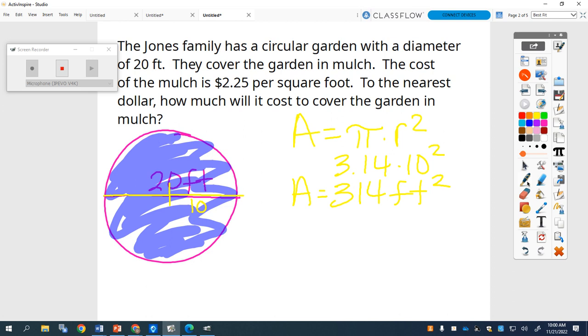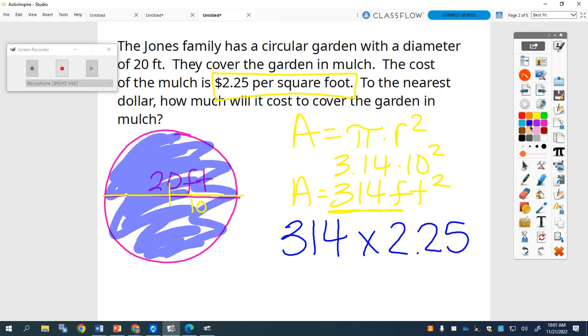But we're not done, because what's the question asking us to find? The cost of how much it's going to cost us to cover this circle in mulch. We know that it costs $2.25 for every square foot, and we have 314 square feet. So what do we do to find the total cost? You multiply it by $2.25. Yep, we take the area and we multiply it by the cost.